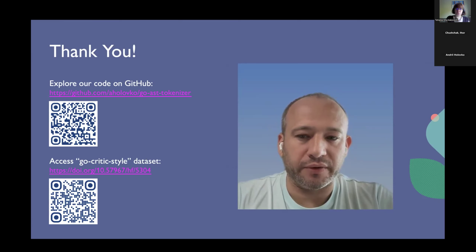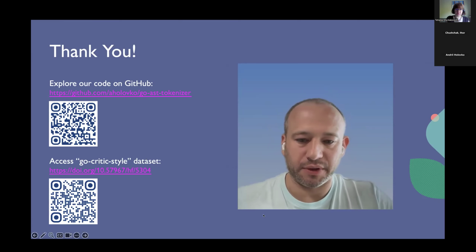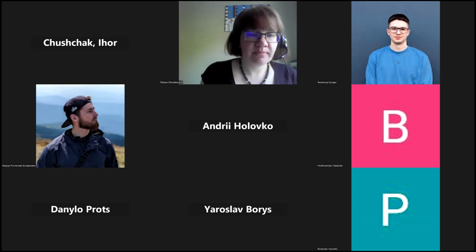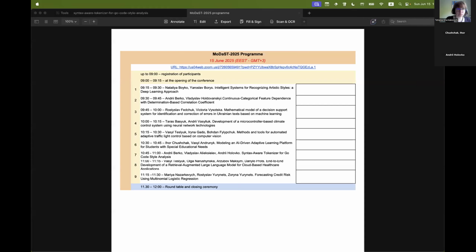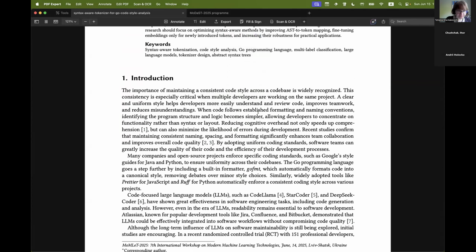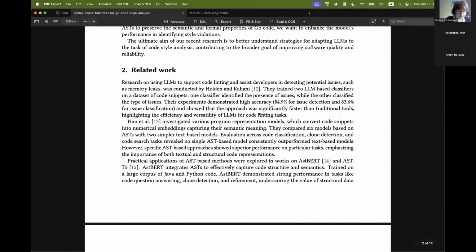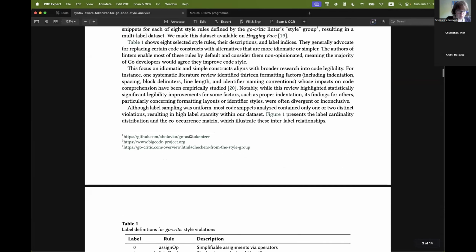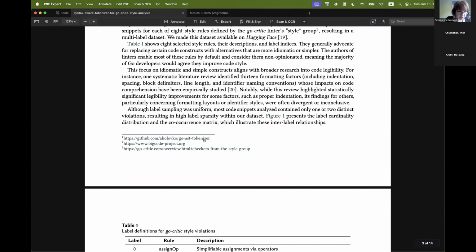Yes, let me maybe show you how it would look. Can you see my screen? Not yet, probably because I shared just the presentation. Let me switch to sharing the application window. Do you see it? I can see the conference program. Yeah, now I can see the paper. So this is the paper, and here we have a link.